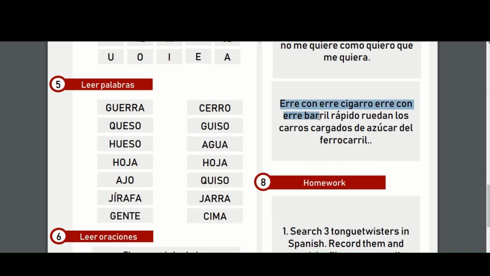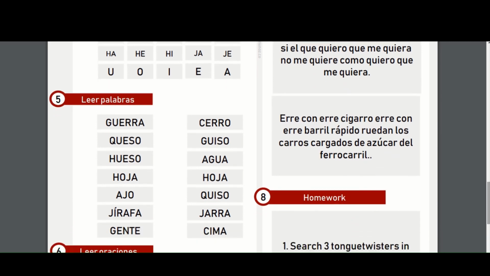Y este es un tongue twister que es muy famoso, it's a very famous tongue twister to practice the R, the double R. So if you want, you can use it. R con R, cigarro. R con R, barril. Rápido ruedan los carros cargados de azúcar del ferrocarril.